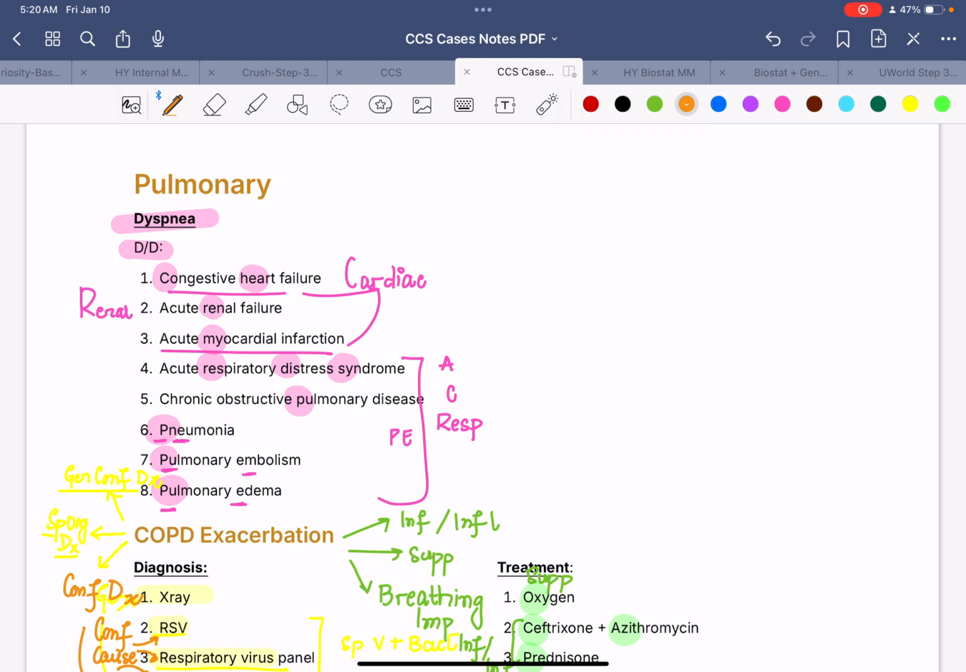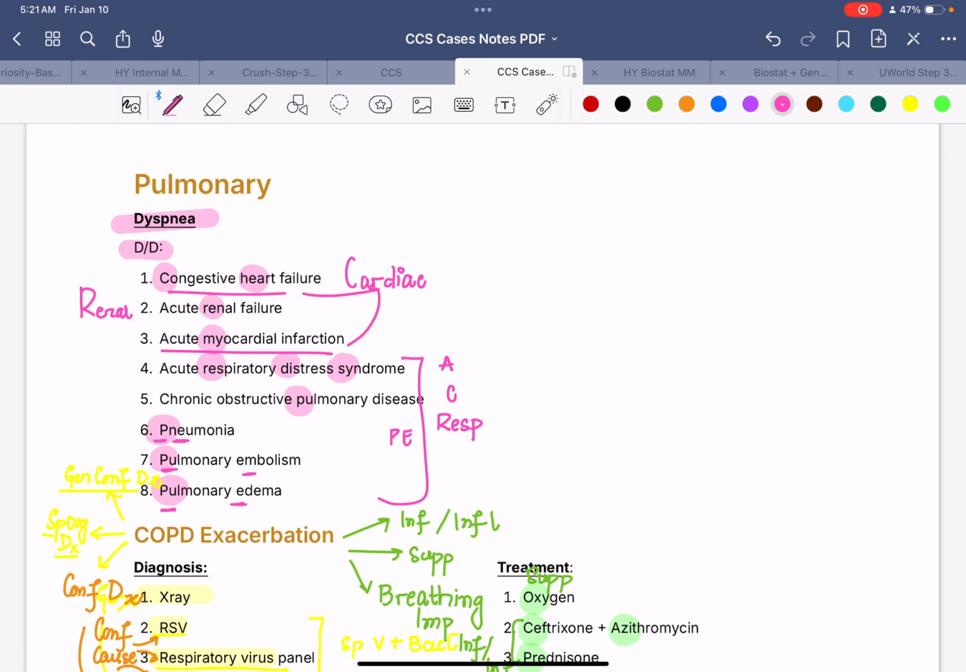Rapid fire pulmonary CCS cases review. Let's begin. Dyspnea. The differential diagnosis of dyspnea can be divided into three parts. It can either be due to some cardiac cause, or due to some renal cause, or due to some respiratory cause. So let's look at the cardiac causes first.